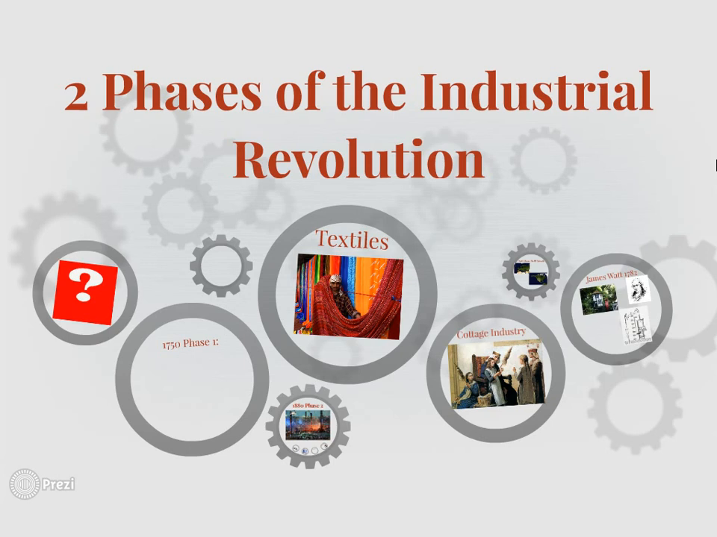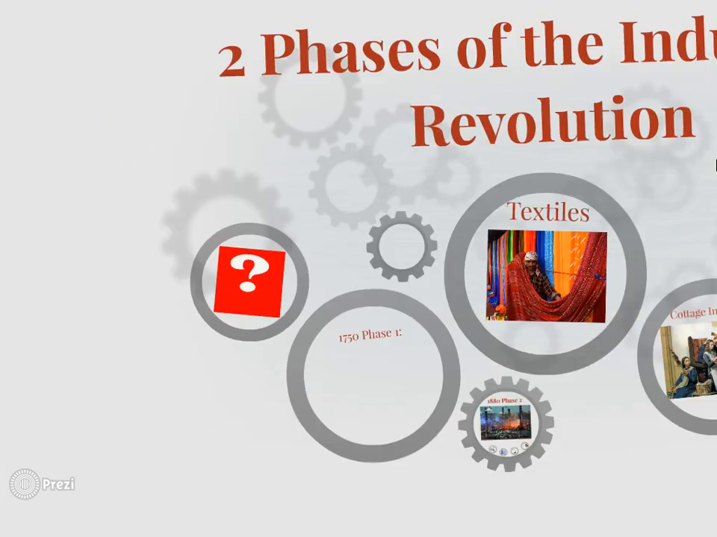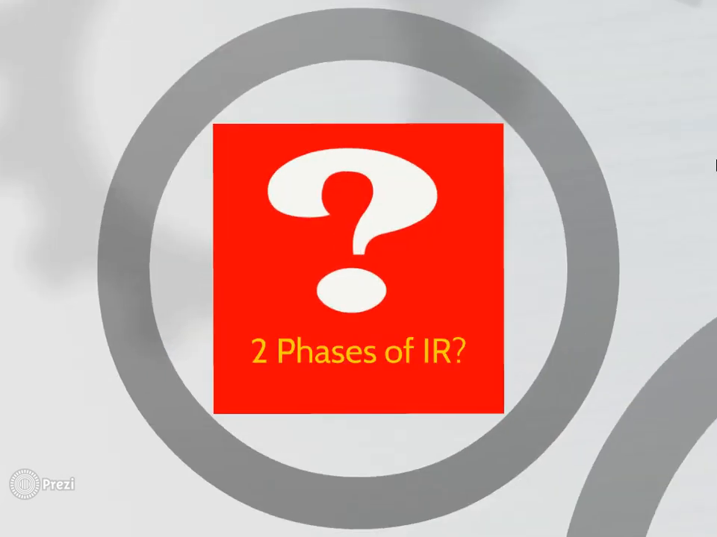This is part two of our Industrial Revolution notes. This is the two phases of the Industrial Revolution, which begs our essential question for this presentation. What are the two phases of the Industrial Revolution? Well, that's kind of the giveaway. So that's what we're going to focus on during this brief presentation. And we're going to get right after it, people.